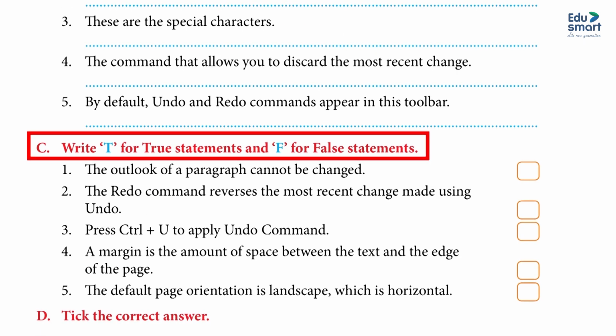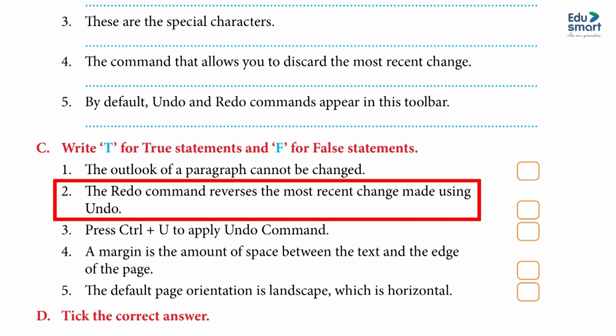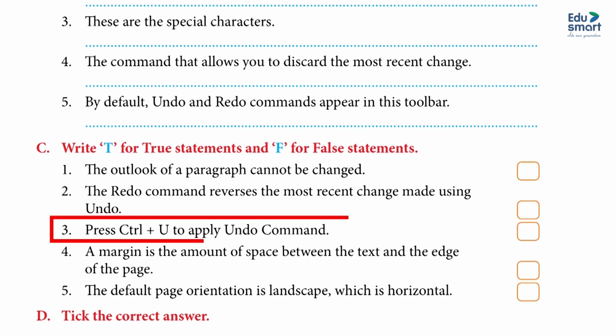C. Write T for true statements and F for false statements. 1. The outlook of a paragraph cannot be changed. Answer: false. 2. The redo command reverses the most recent change made using undo. Answer: true. 3. Press Ctrl U to apply undo command.